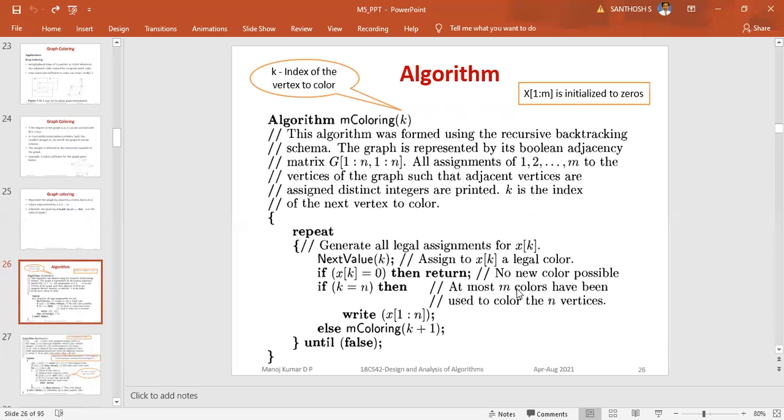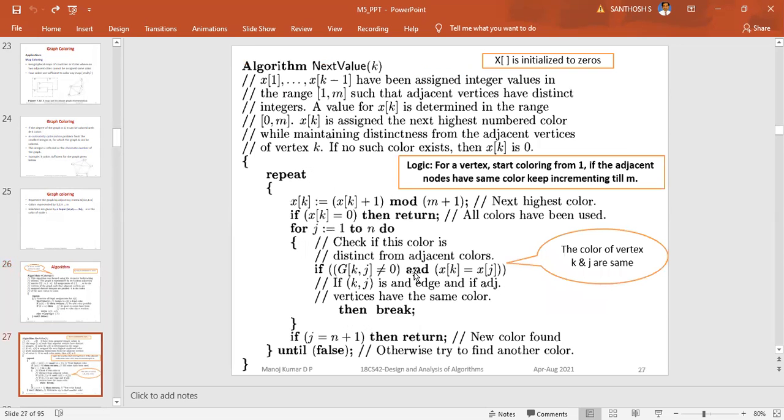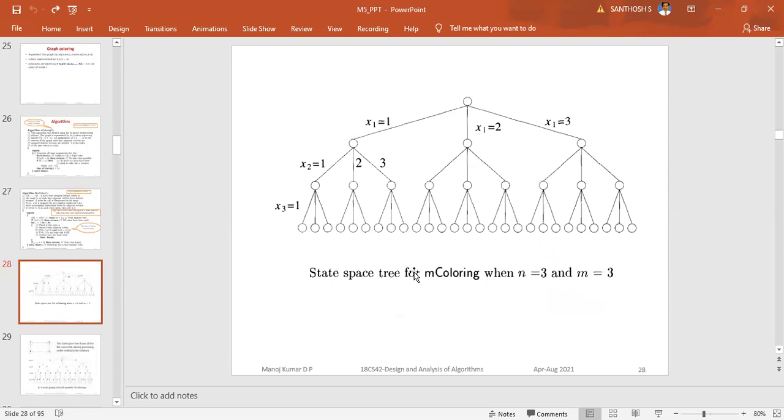So next you come to the algorithm part, how to assign the coloring. It was formed using the recursive backtracking schema, represented using a Boolean adjacency matrix. All assignments to the vertices such that adjacent vertices have distinct integers are printed. So generate all legal assignments. Next value k. If x of k equals 0, return. If k equals n, then this is the algorithm we have taken for coloring.